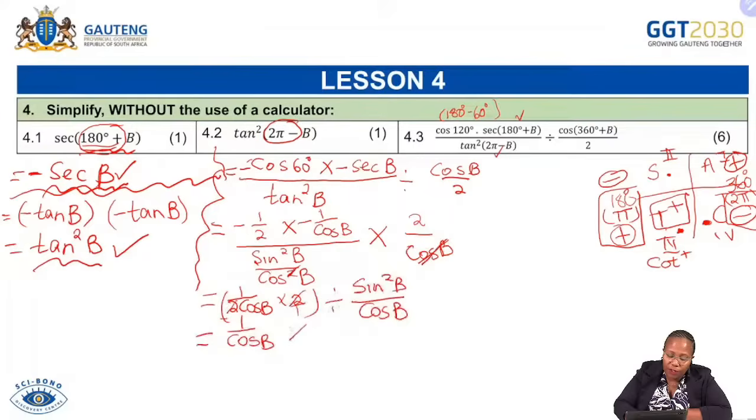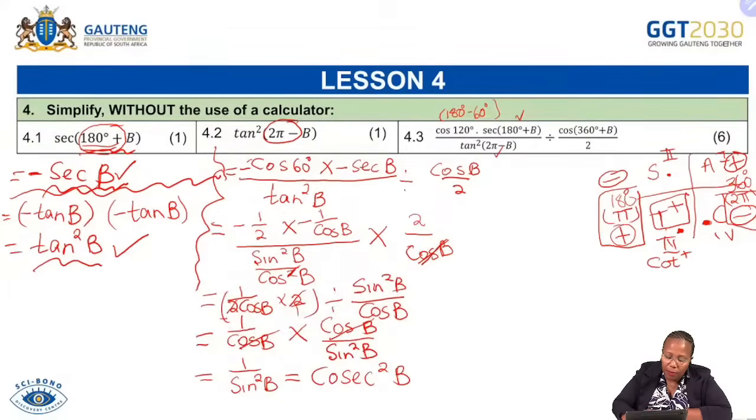We change division to multiplication. It will be a cos b over the sine squared b. Cos will cancel a cos. We are left with 1 over sine squared b. What is 1 over sine? Grade 12, that is a cosec squared b there. And then let's look at the mark allocation.